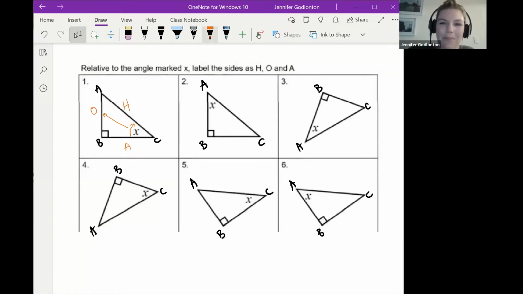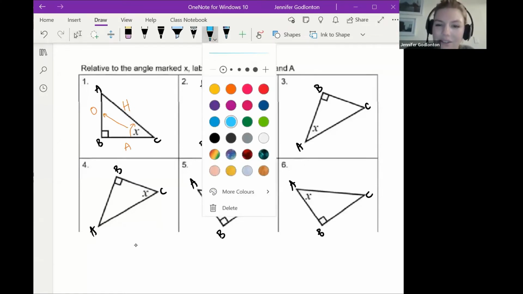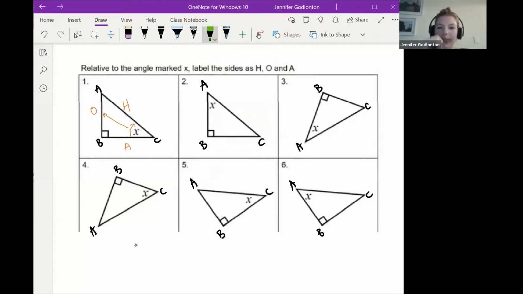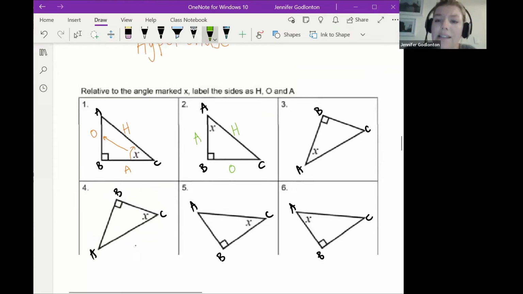Okay, no problem. Let's go through these in those style zippy zips. So 2, AC is going to be our hypotenuse, AB is going to be our adjacent, and BC is going to be our opposite. Now, as we go through these, I want you to figure out how many you get all right. So I gave you the first one, so the most you can get here is 5 out of 5. Let's see who can get 5 out of 5.